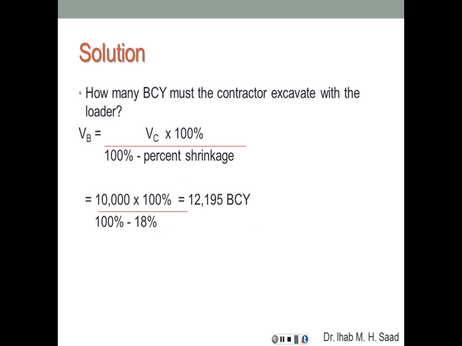How many bank cubic yards must the contractor excavate with the loader? Again, to achieve these loose cubic yards, it's going to be that volume. 12,195 bank cubic yards are going to produce 10,000 compacted cubic yards. And that's the end of this lecture about soil properties.